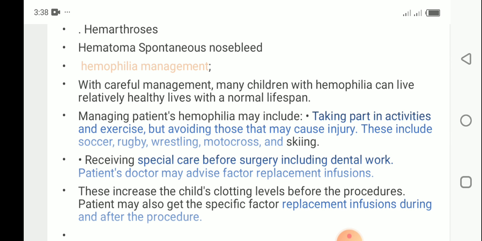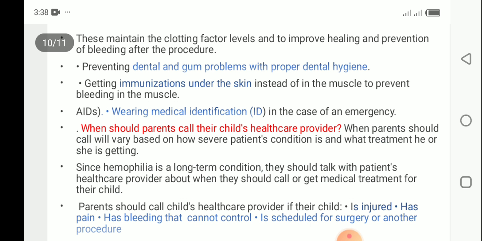and giving some immunoglobulins and factor 8, 9 and 11 according to the affected hemophilia. The patient may also get specific factor replacement infusions during the procedure. These restore the clotting factor levels and improve healing and prevention of bleeding after the procedure. Prevent dental and gum problems with proper dental hygiene, and give immunizations under the skin, not into the muscle. I mean, if the muscle is injured, even by a small injection, they will get bleeding.